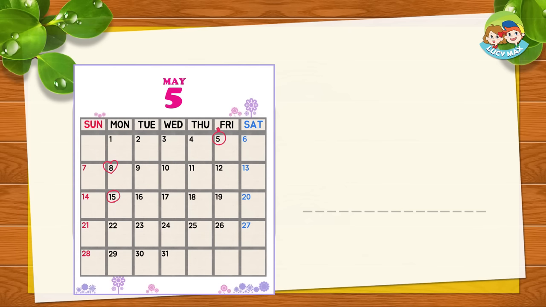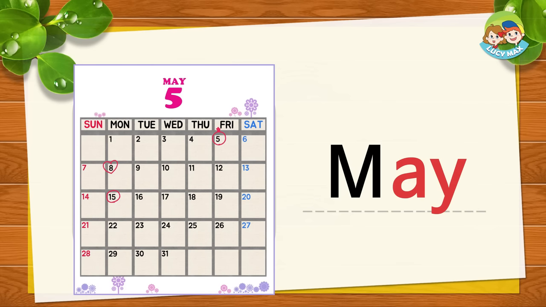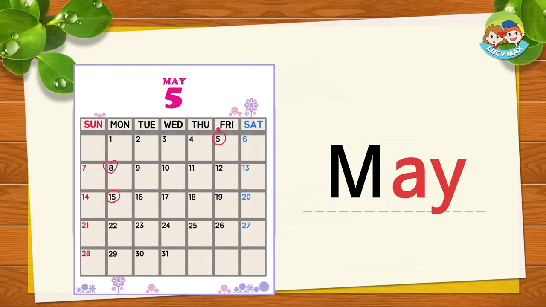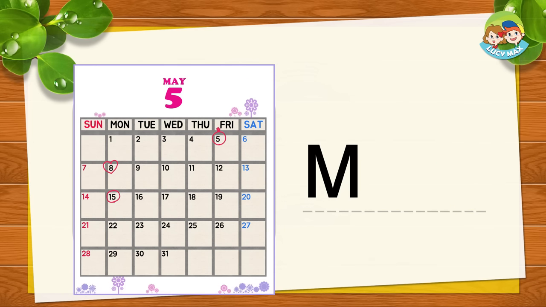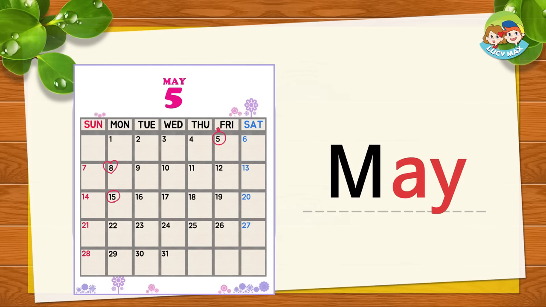This is the month of May. May is the 5th month of the year. M and A together is May. M, A, May. Now you try. What month is it now?